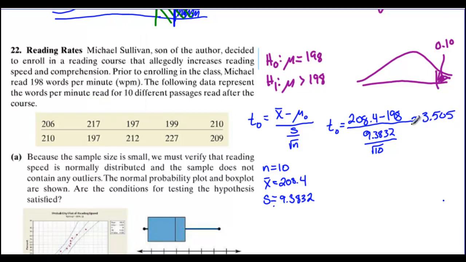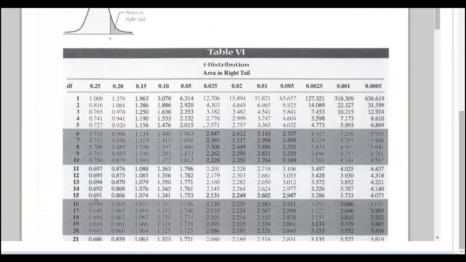So it's about equal to 3.505. All right, so we can't actually go ahead and draw this up here yet because we need to find out this critical value. So we have 10, so our n is 10, which means our degrees of freedom is going to be 9, and we have alpha of 0.1. So we're going to go to our t-table.